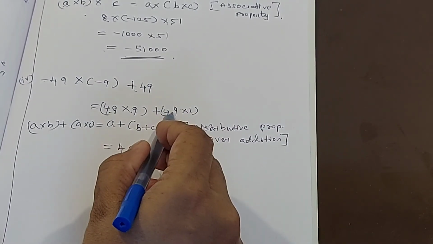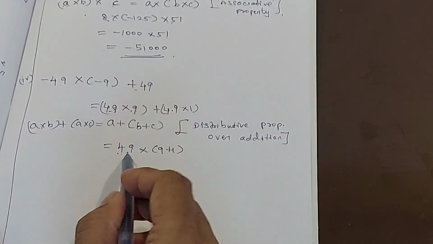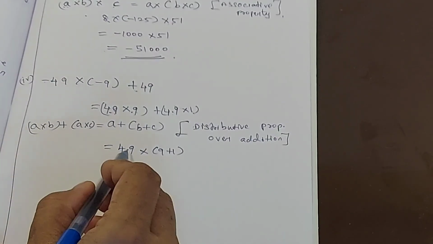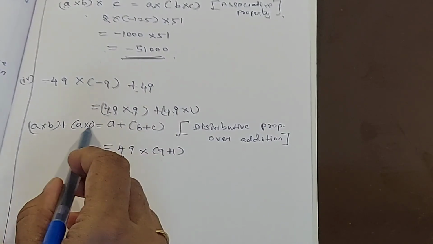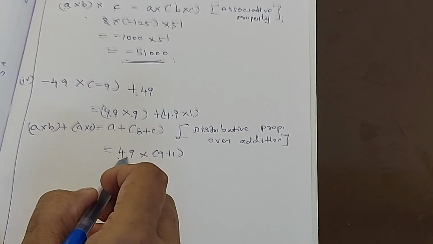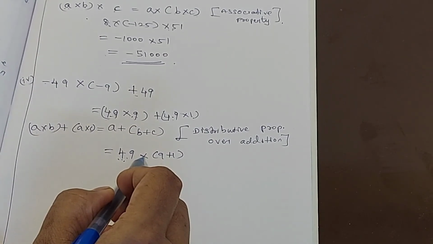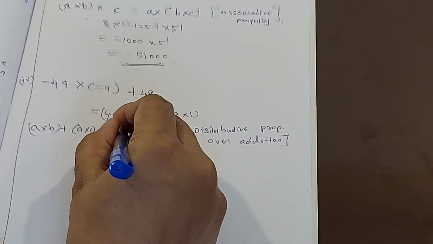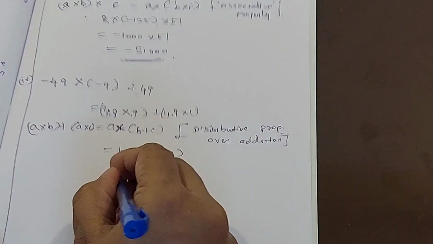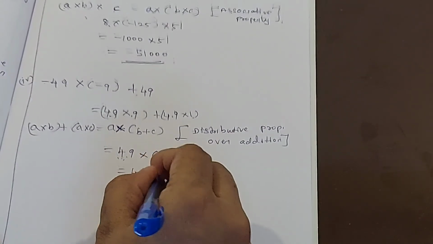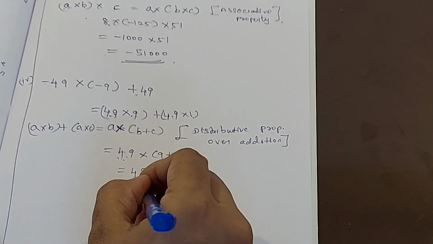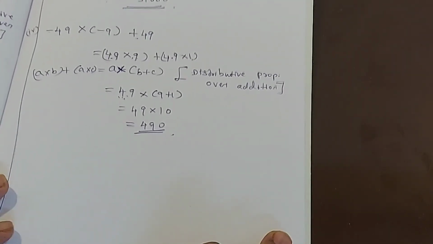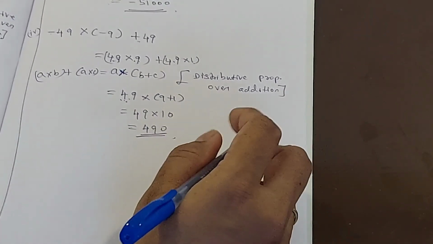So now generally I can take out this 49 as a common term and I can write this as 9 plus 1, that is A cross B plus A cross C is equal to A cross B plus C. Okay, children, this cross is multiplication. So 49 into 10, I will get 490. Easily we will get the answer. Okay, children. So we are using this distributive property here.